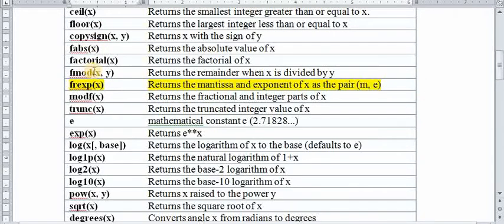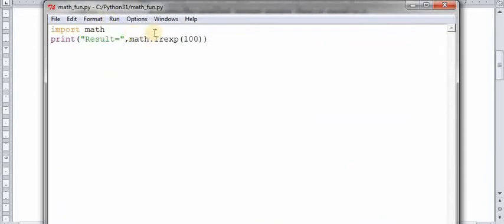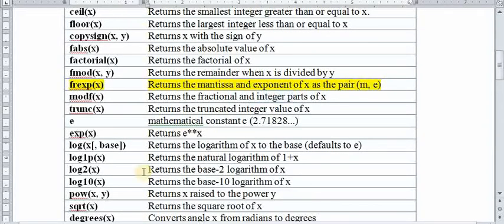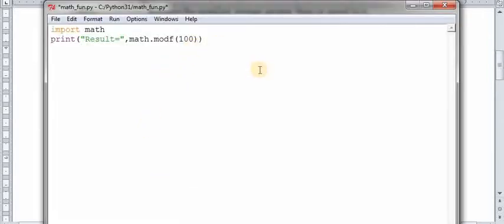This is the difference. The fmod function returns the remainder part, but modf returns the fractional and integer part of x separately. Okay, now check it. math.modf. Let's check the function we are using. Yes, the function is correct. Here I am using the two parts, the integer part and fractional part. So it will separate integer and fractional.